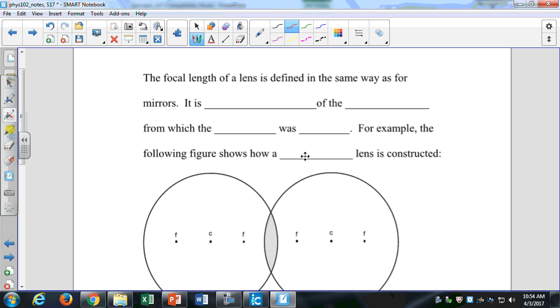Okay. We're going to define our focal length. It's defined in the same way as for mirrors. It is half the radius of the sphere, just like we had for mirrors, from which the lens was cut. I'll put that in parentheses because in a similar way as we thought about mirrors, how we had this big sphere and then we just cut a piece off of it and it's spherical on one side or the other, we can think about lenses in the same way.